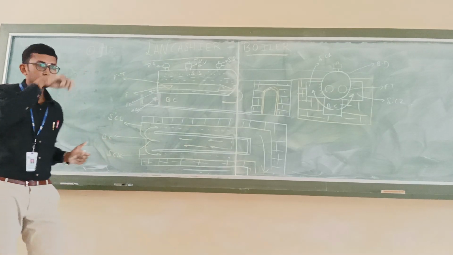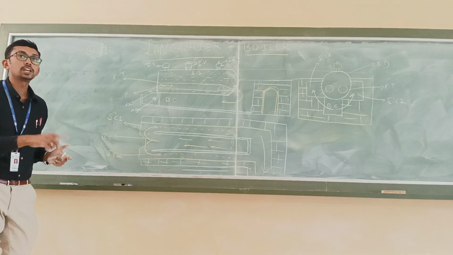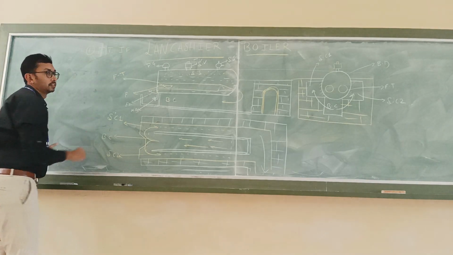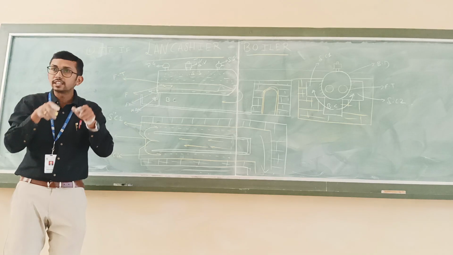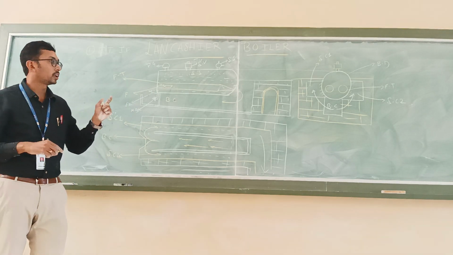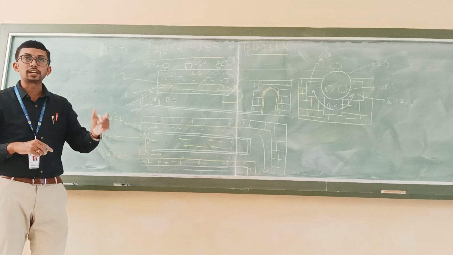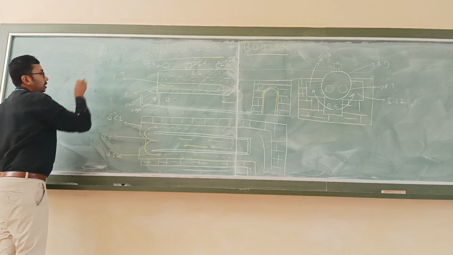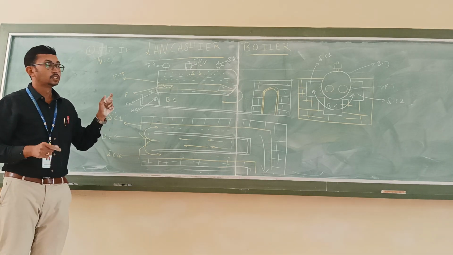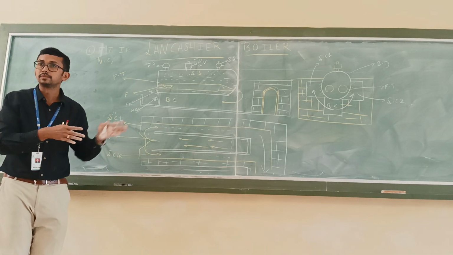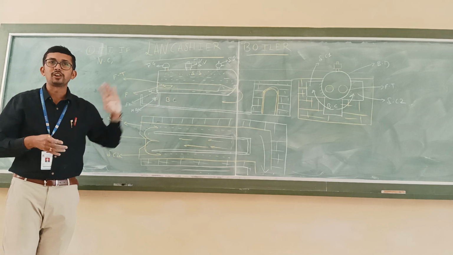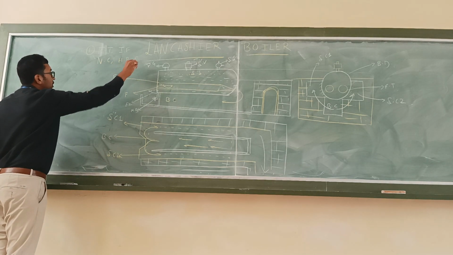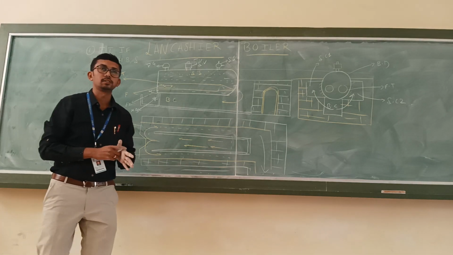So next one. Is it internally fired or externally fired? Internally fired. Combustion of fuel takes place inside the tube. Next one, circulation of water. It is a naturally circulating type. Next one, position of the boiler drum. It is a horizontal boiler, and it is also a stationary type of boiler.